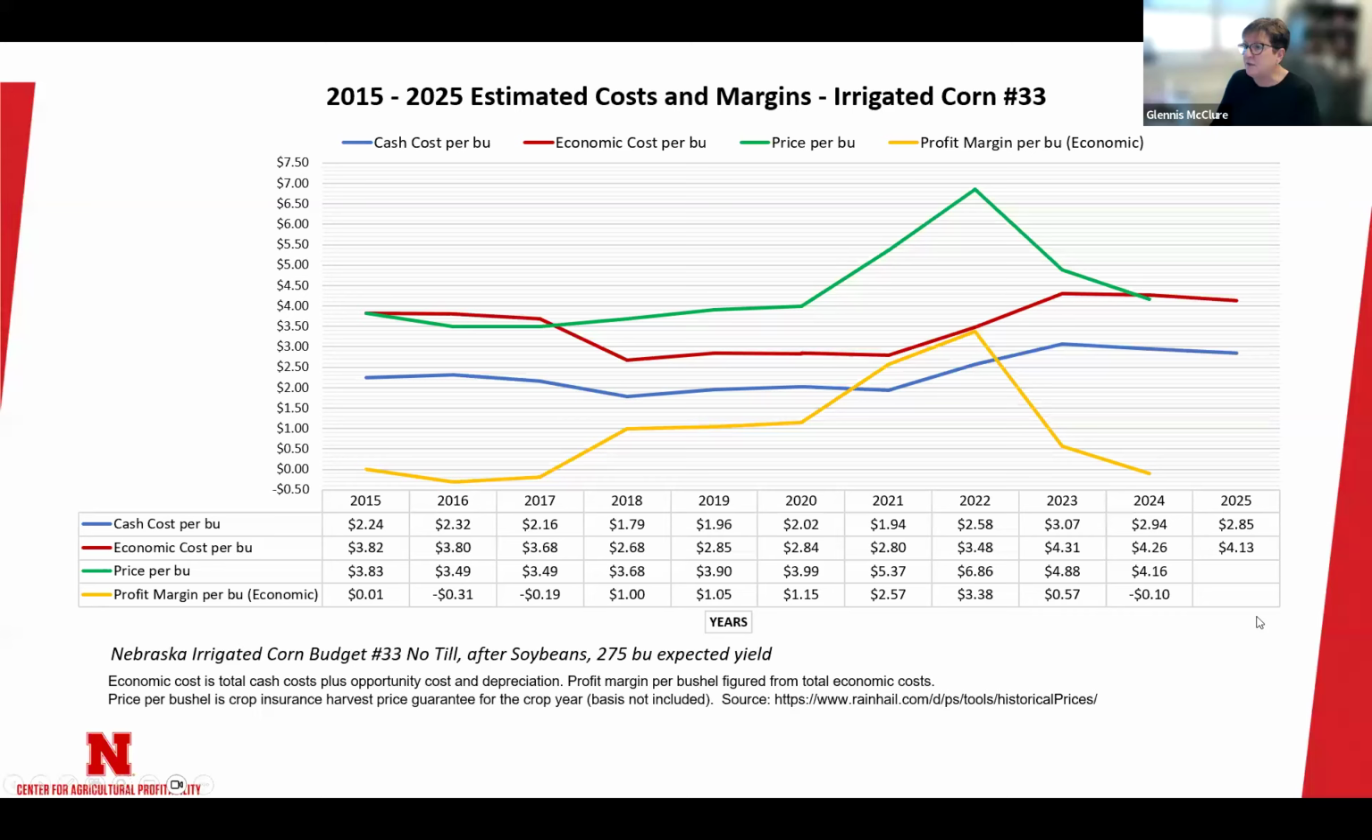Of course, I don't have 2025 plotted in yet because we don't know where we're going to end up with that. And you can see then for 2024, that price dips below our economic cost. So we were showing a negative profit margin of negative 10 cents per bushel. So that yellow bar is that profit margin, which is price minus our economic costs. Okay, so again, we were struggling along here a little bit, did pretty well, and we've started to come back down. So what's that trend going to be?